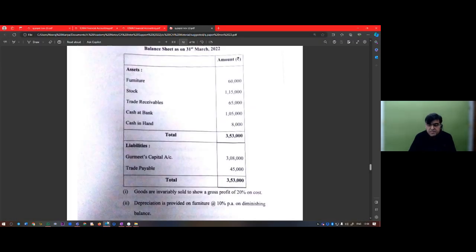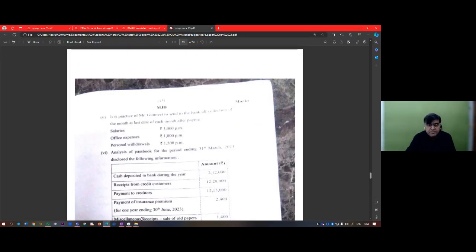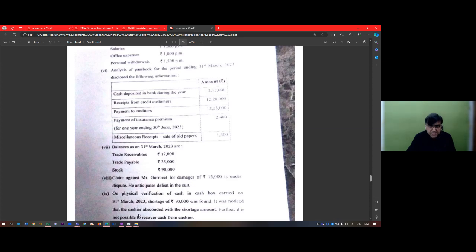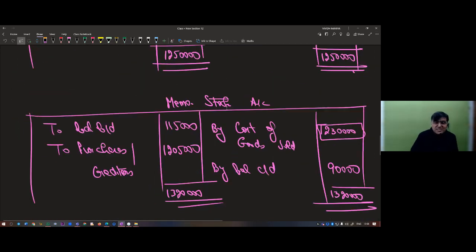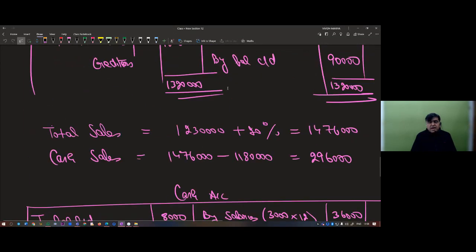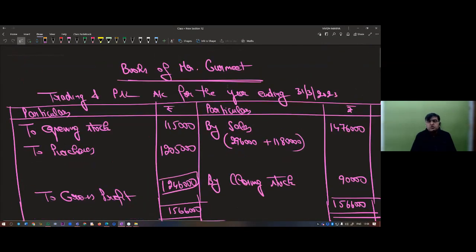And the trade payables are 35,000. So that makes the answer complete, guys. It's so much of hard work. Good job done, guys. Great job by you all. Excellent job.